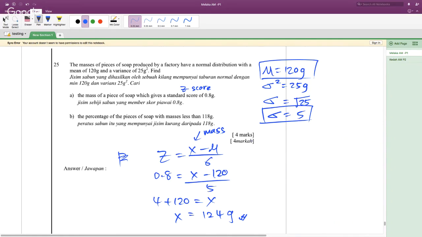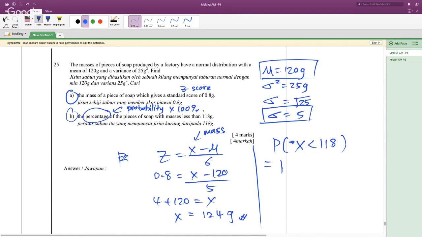All right, so we have solved A already. Now we go to B. The percentage of the pieces of soap which the mass is less than 118. They ask you to find the percentage. Percentage is highly related to probability: percentage just means probability multiplied by 100%. Then you can get the percentage. So now I want to get the mass of the soap which is less than 118.